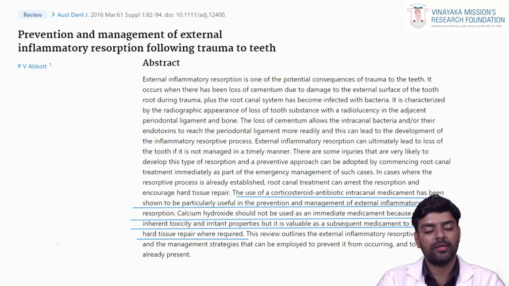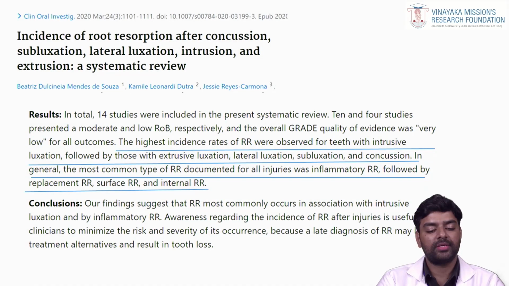This is an article from Australian Dentistry 2016. Abbott et al. concluded that the use of a corticosteroid antibiotic intracanal medicament has been shown to be particularly useful in the prevention and management of external inflammatory root resorption. Calcium hydroxide should not be used as an immediate medicament because of its toxicity and irritant properties, but is valuable as a subsequent medicament to encourage hard tissue repair when required. This is an article from Clinical Oral Investigations 2020. Souza et al. concluded that the highest incidence of root resorption was observed for teeth with intrusive luxation, followed by extrusive luxation, lateral luxation, subluxation, then concussion.